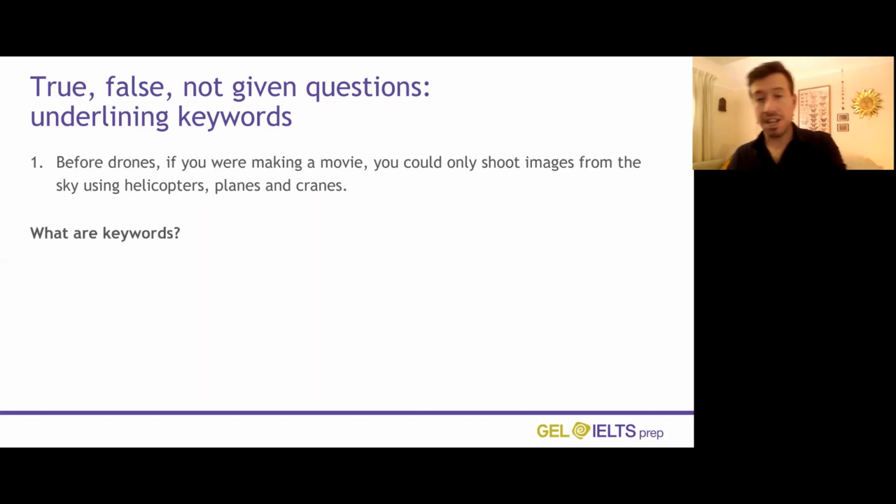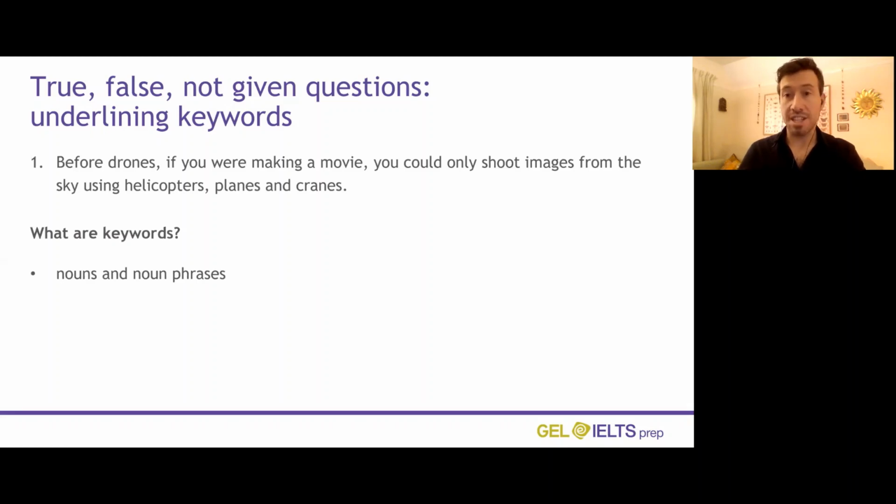So what are keywords exactly? Well, the first thing is nouns and noun phrases to look for. So in this sentence, we have here drones, a movie is a noun, shoot images from the sky using helicopters, planes, and cranes. So those are all the nouns in there. So those would be some keywords.